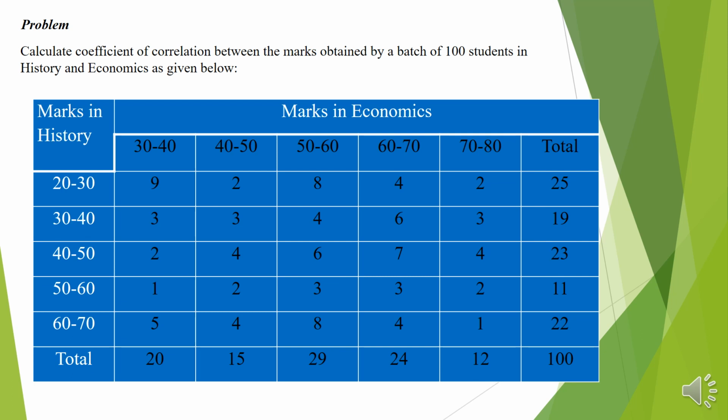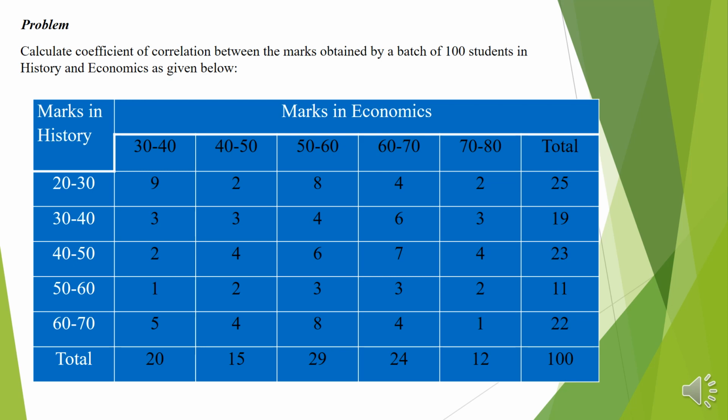Now look at the last row. This shows the number of students who have scored marks between 30 to 40 in economics: there are 20 students. Marks in economics between 40 to 50, 15. 50 to 60, 29. 60 to 70, there are 24 students, and 70 to 80, there are 12 students. So the total number of students in the class is 100.